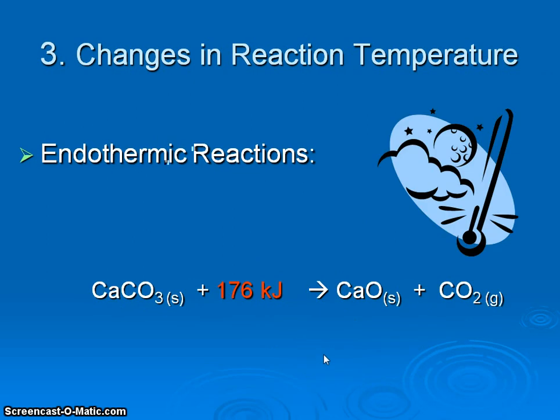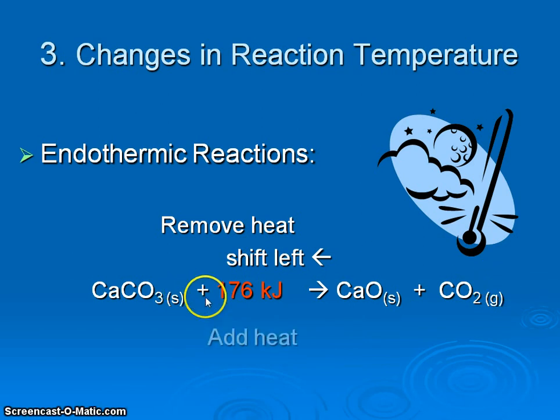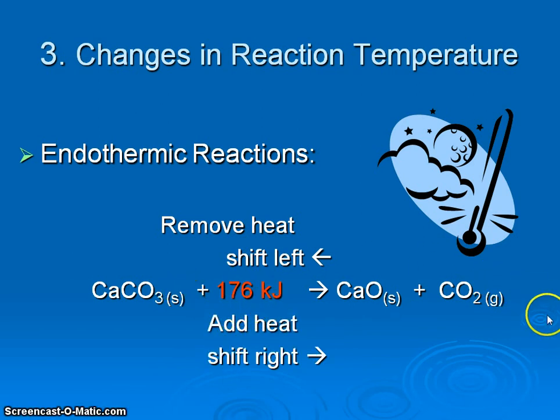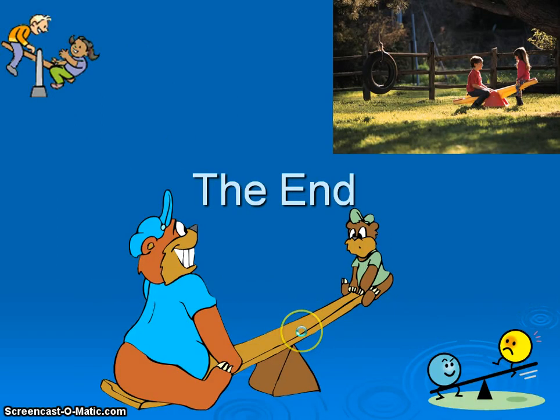If I change it to an endothermic, remember endothermic is a positive delta H. We'll do remove heat first. If I remove heat, it's going to shift my products to my reactants. If I add heat, put it in, it's going to shift it away from where I'm putting stuff in.